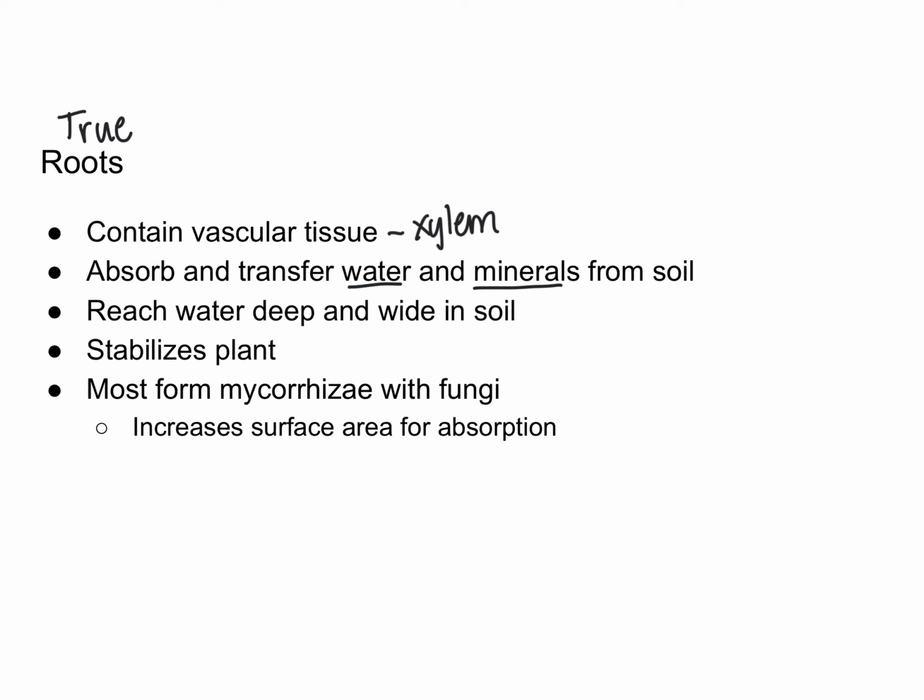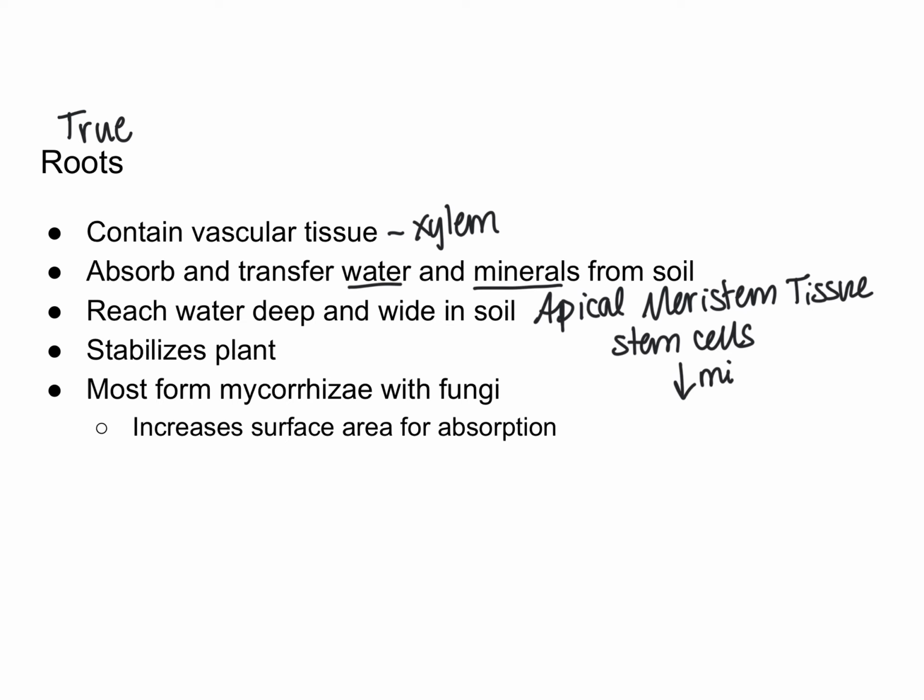Now these roots are able to grow because of those apical meristems. So the apical meristem tissue has stem cells, which can go through mitosis to allow for growth to happen. And then those cells can start to differentiate into other cells.